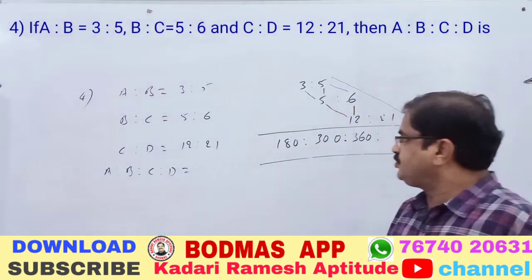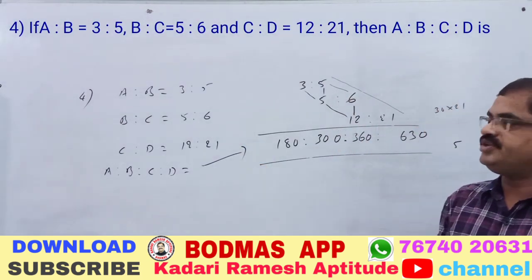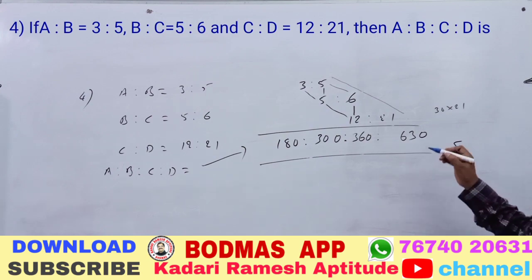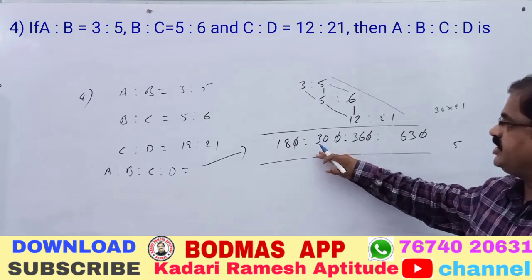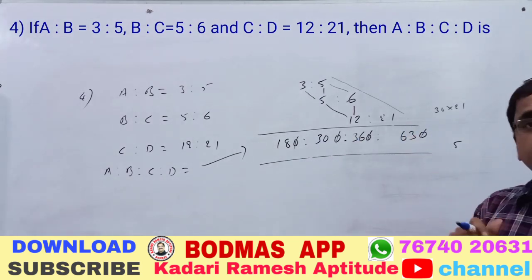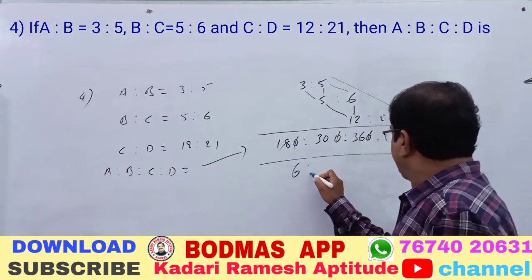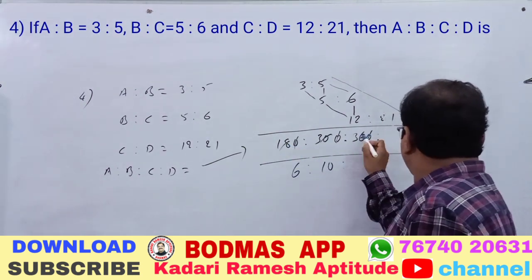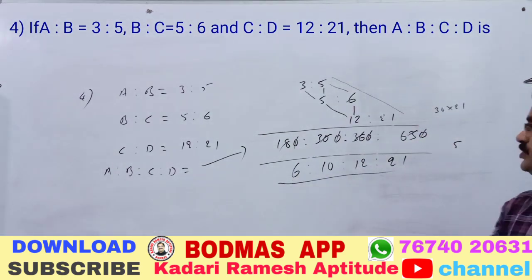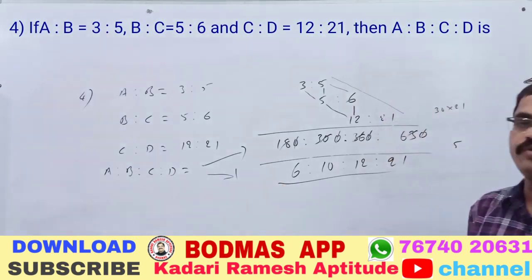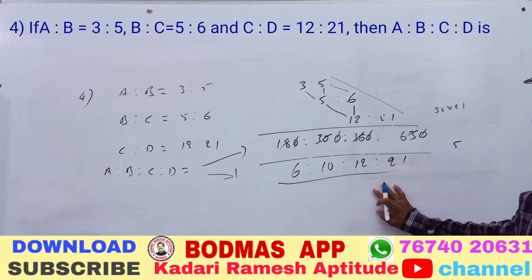Now A is to B is to C is to D is equal to 180 is to 300 is to 360 is to 630. Can it cancel? Yes, the zeros cancel. Now 18 is to 30 is to 36 is to 63. Is it divisible by any other number? Yes, it is divisible by 3. 3 sixes are 18, 3 tens are 30, 3 twelves are 36, 3 twenty-ones are 63. So the answer is A is to B is to C is to D is equal to 6 is to 10 is to 12 is to 21.